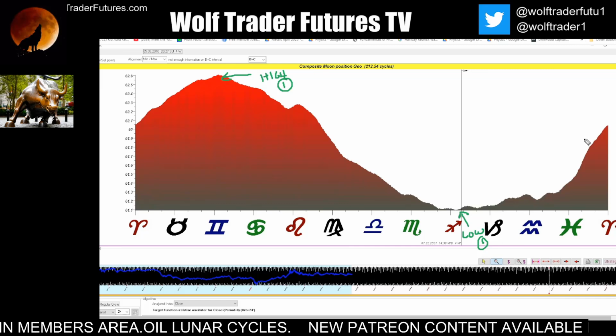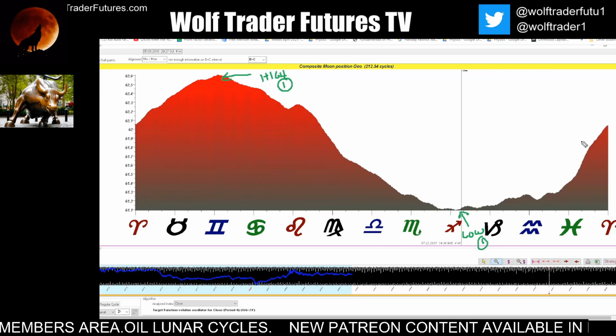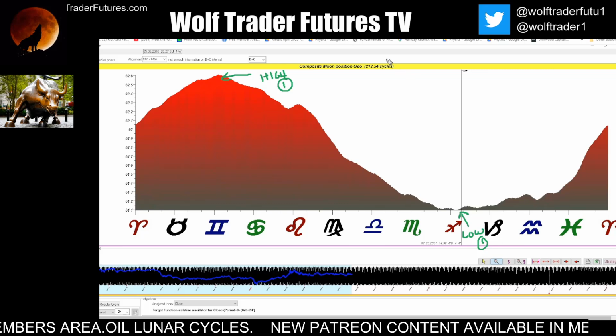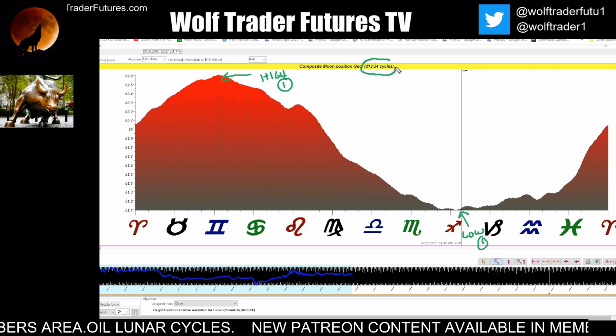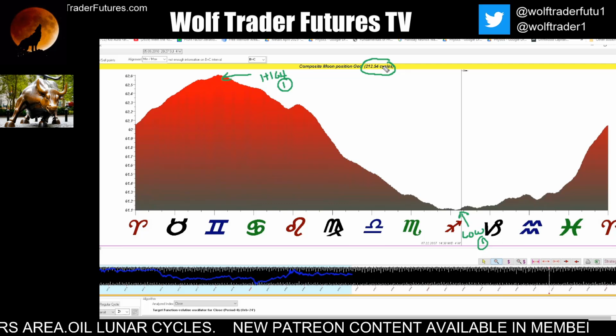It looks very much like gasoline. Like gasoline will look like this, for those of you who have done the cycles on gasoline, and we have 212 cycles here to look at. There's a lot of samples here. And I like the moon because you can do it every month.